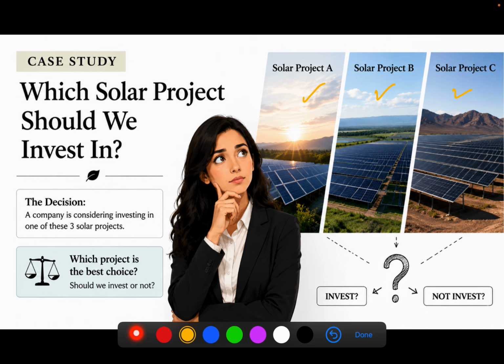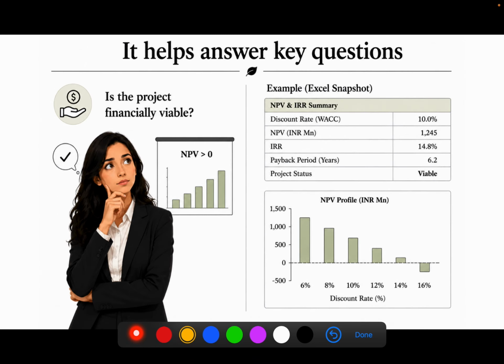Now, let's see what the financial model would actually help us understand. The first question that we want to answer is whether the project is financially viable. In very simple words, does this project make financial sense? To answer this, our financial model calculates several measures. You can see three of them here: NPV, IRR, and payback period.